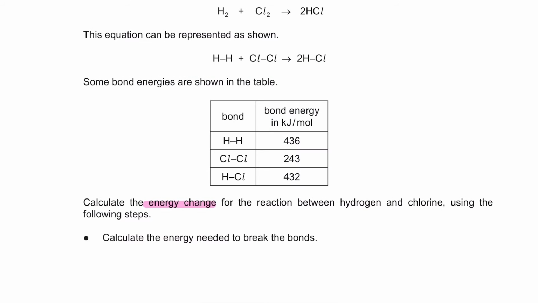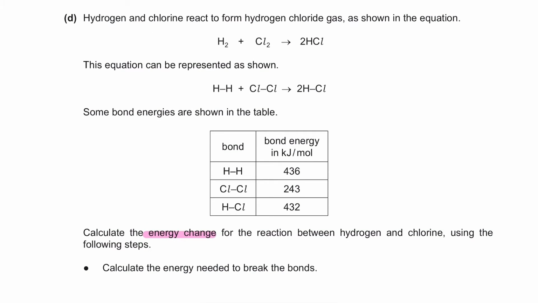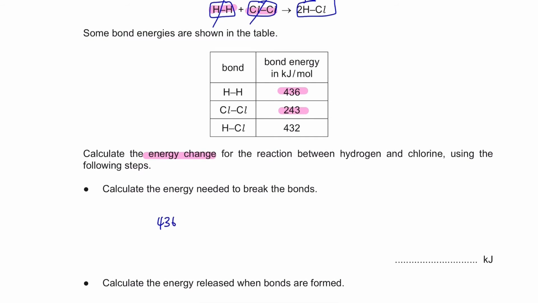Calculate the energy needed to break the bonds. Well, in our question, there are just 3 bonds. And obviously, you'll have to break every single bond here and form every single bond here because you need to break this and then form this. We're breaking these 2 bonds, so 436 plus 243 equals 679.